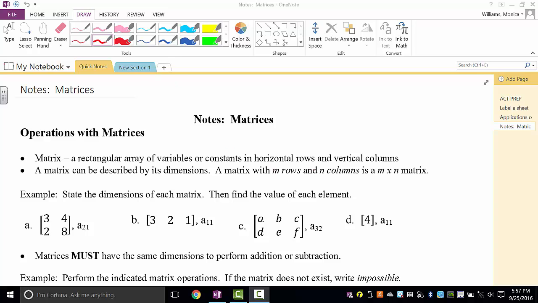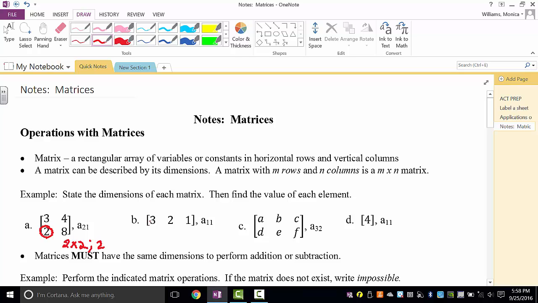You count rows first, then columns. So A, you have 2 rows and 2 columns. So A is a 2 by 2 matrix. The value of the element A sub 21, you go to the second row in the first column. Second row, first column, the element that's there is 2.